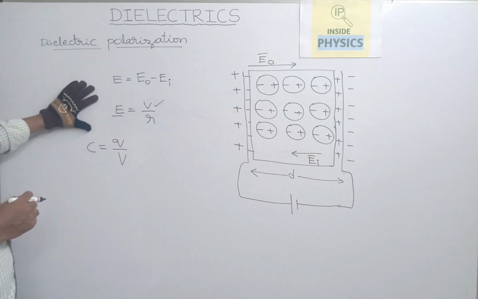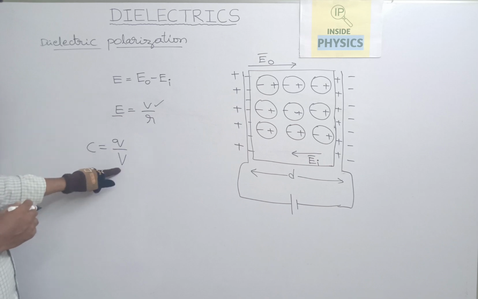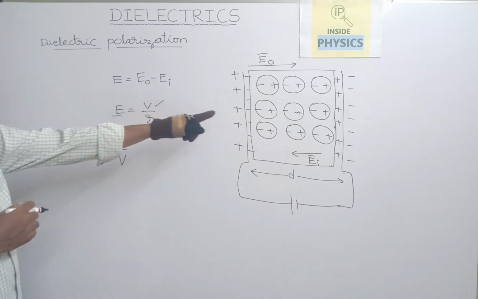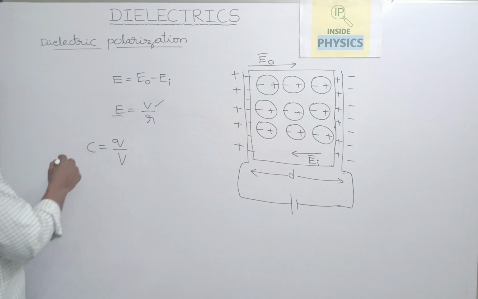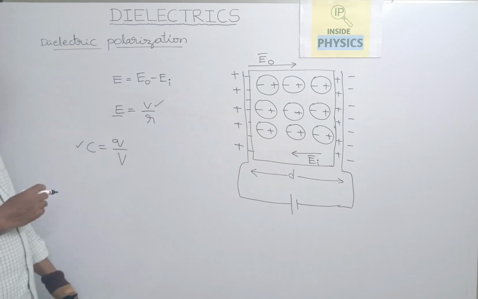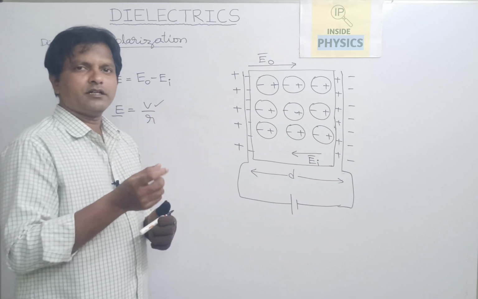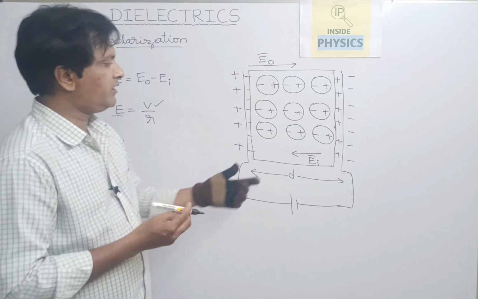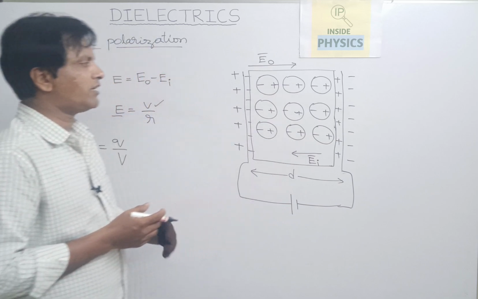We already know this formula from the lesson, class 12, electric potential and capacitance. C is equal to Q by V. Now the potential is decreased. Because of the decreased potential, capacitance will increase. That is what our aim is, to increase the capacitance of a parallel plate capacitor by introducing a dielectric slab.